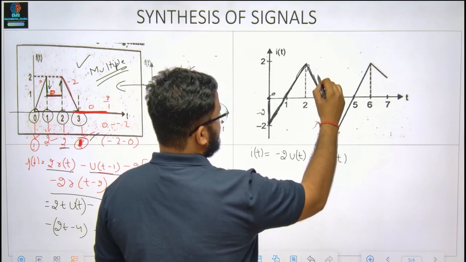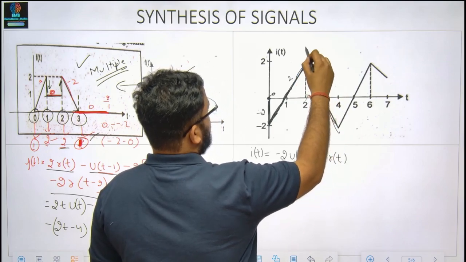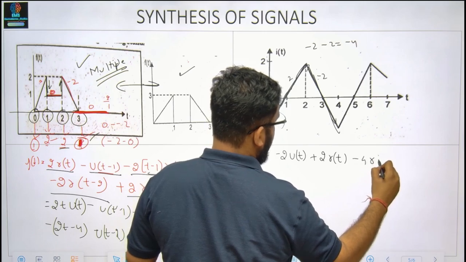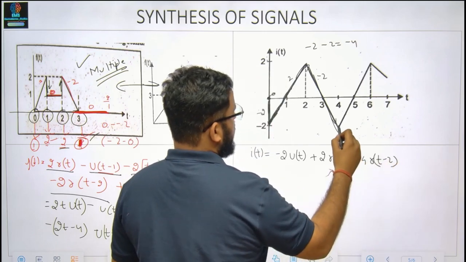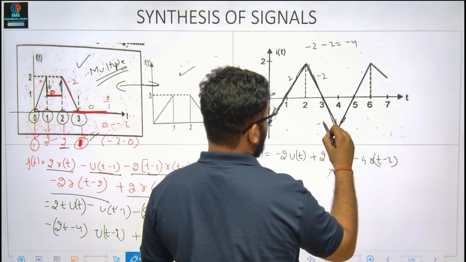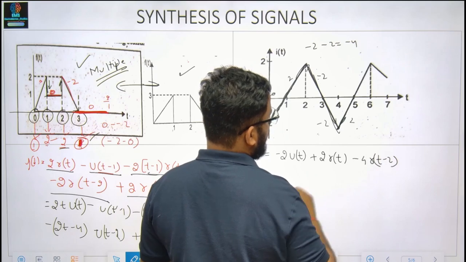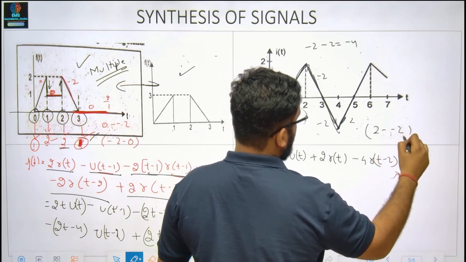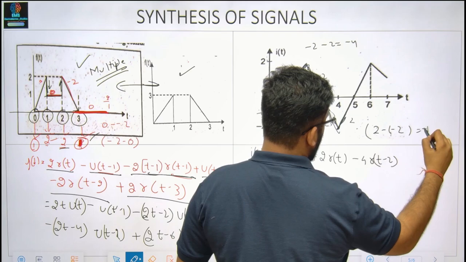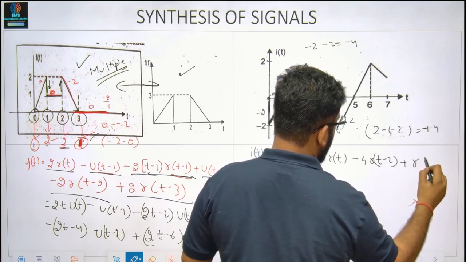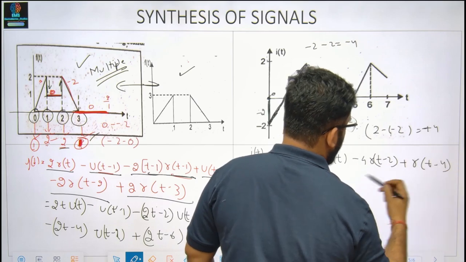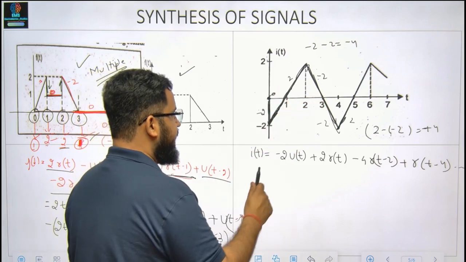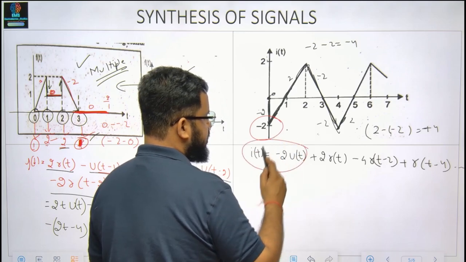It is dropping with the same slope: minus 2 minus 2 would be minus 4, so minus 4 r(t minus 2). At this point there's a rise. Minus 2 was coming here, plus 2 is going out, so the final slope 2 minus minus 2, the initial slope, gives me plus 4. So it will rise with plus 4 r(t minus 4), and so on. So this is the synthesis of this particular waveform. The key point is to observe this point.